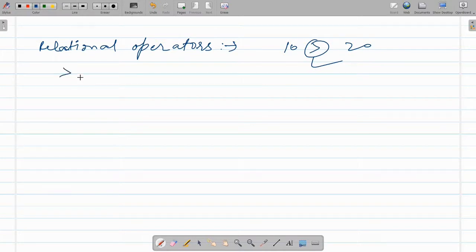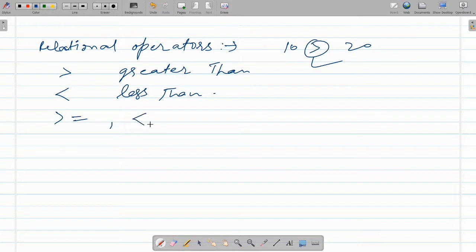This is called greater than, this is less than, greater than equals to, less than equals to, this is called the equals to operator, and this is the not equals to operator.